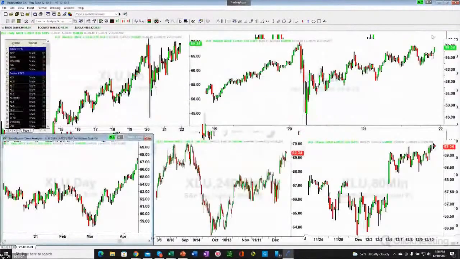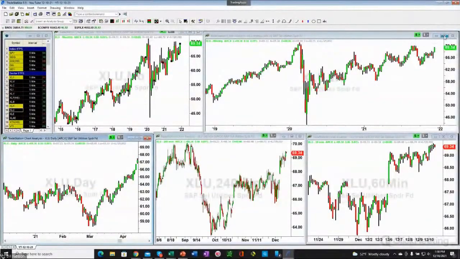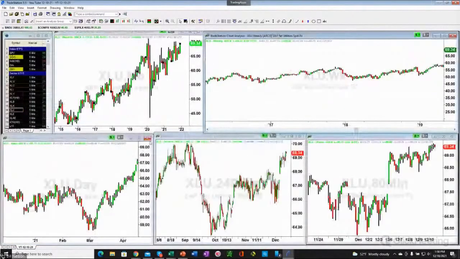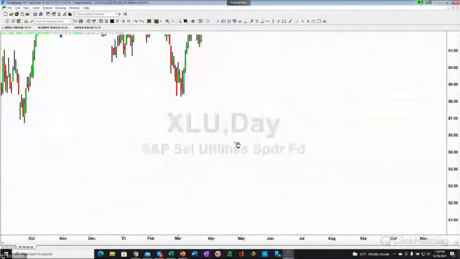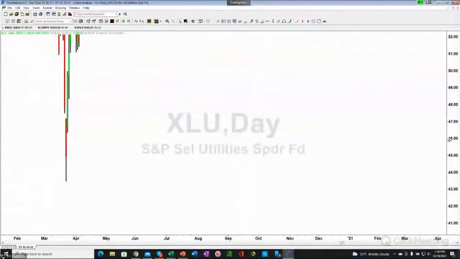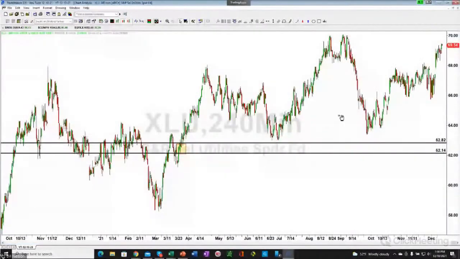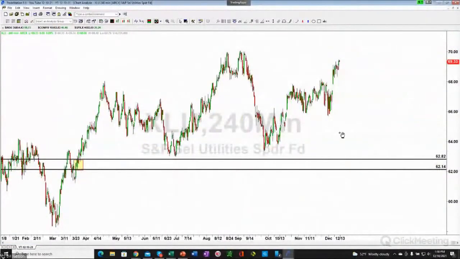XLU, let's go to XLU. We might need to go below March lows. Wrong chart. I apologize, everyone. There we go, the 240. So we're looking here at the utilities. This would be the Con Eds, your natural gas providers from around the US. And looking at an entry point here at 62.82 to 62.14.